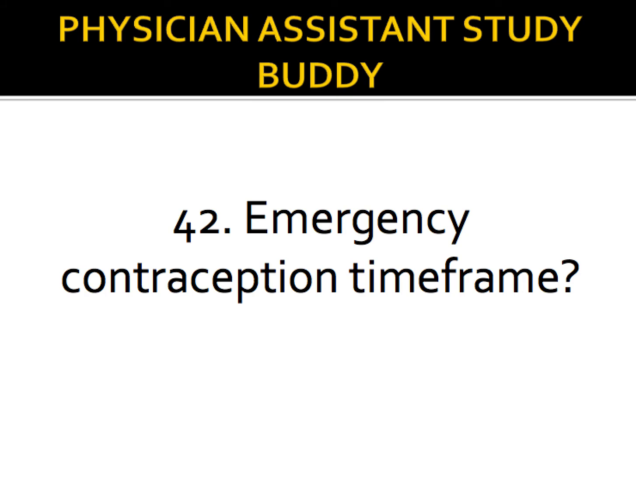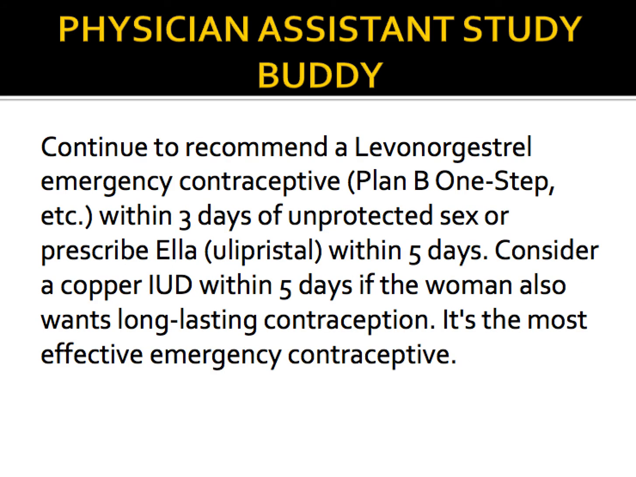Emergency contraception time frame. What is the time frame for emergency contraception? Plan B within 3 days of unprotected sex, or prescribe Ella within 5 days. And continue with emergency contraceptives. Consider also copper IUD within 5 days if the woman also wants a long-lasting contraception. It is the most effective emergency contraception.